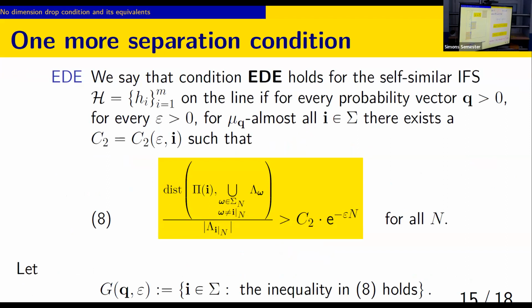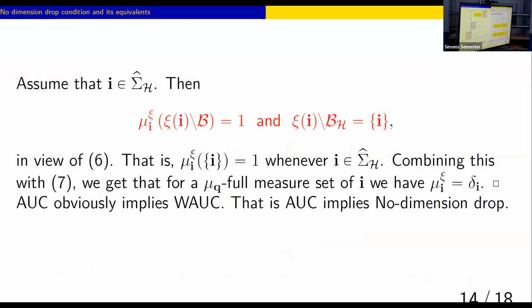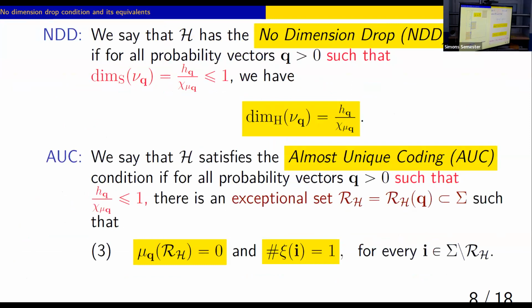I also would like to talk about one more thing about all of this. Of course, if we know that the almost unique condition holds, then the weak almost unique condition also holds. And the weak almost unique condition is equivalent to the no dimension drop condition. So if you have the almost unique condition, then you have no dimension drop. So the dimension does not drop. But we do not know it vice versa.